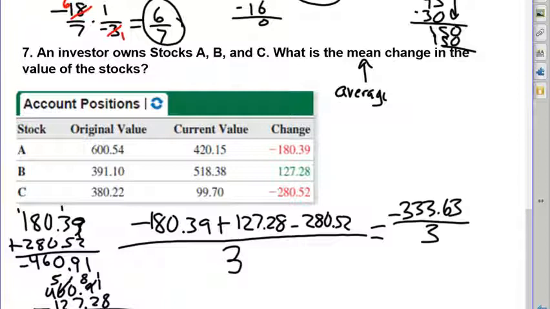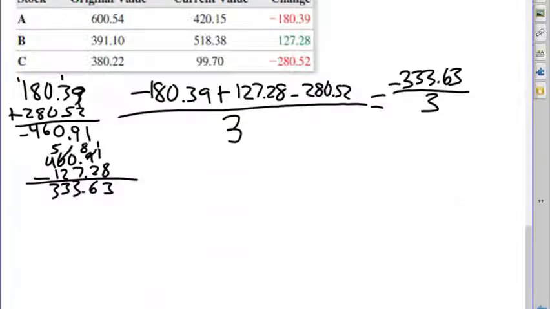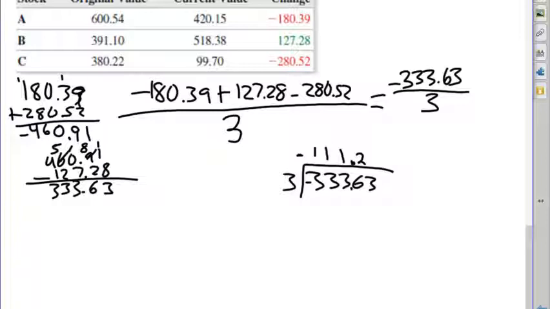And we still need to now divide this by 3 to get our result. So I'm going to write it over here. 333.63 divided by 3. Since my original number is negative, I know my result's going to be negative. Let's go ahead and put that decimal up where it goes. 3 goes into 3 once. 3 goes into the next 3 once. And the next 3 once, all with no remainders. 3 goes into 6 twice. And 3 goes into 3 once.